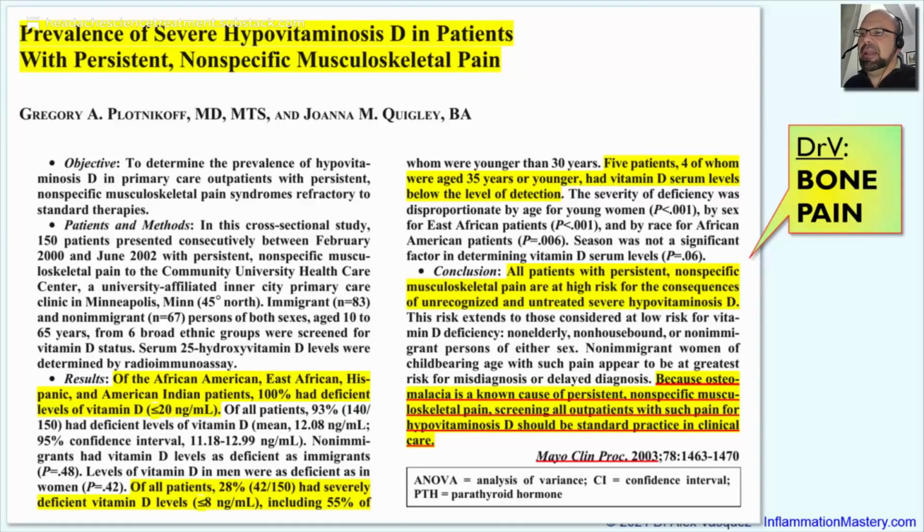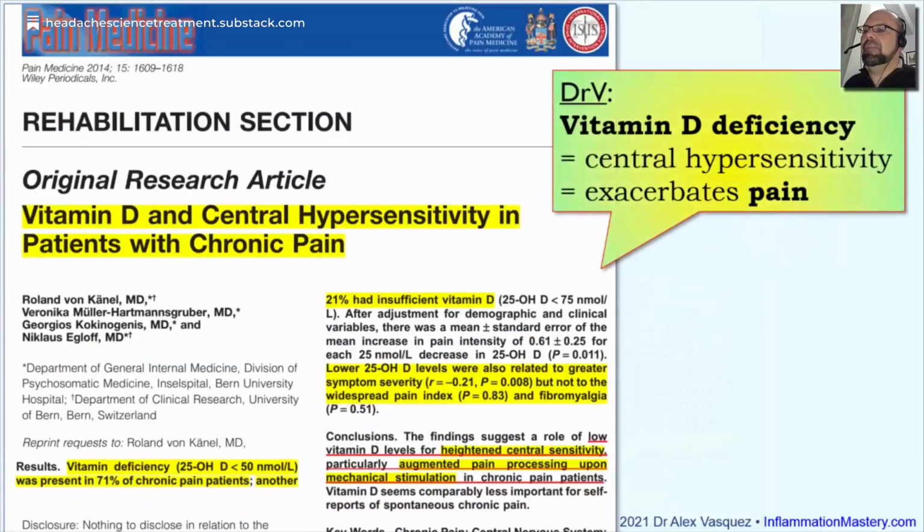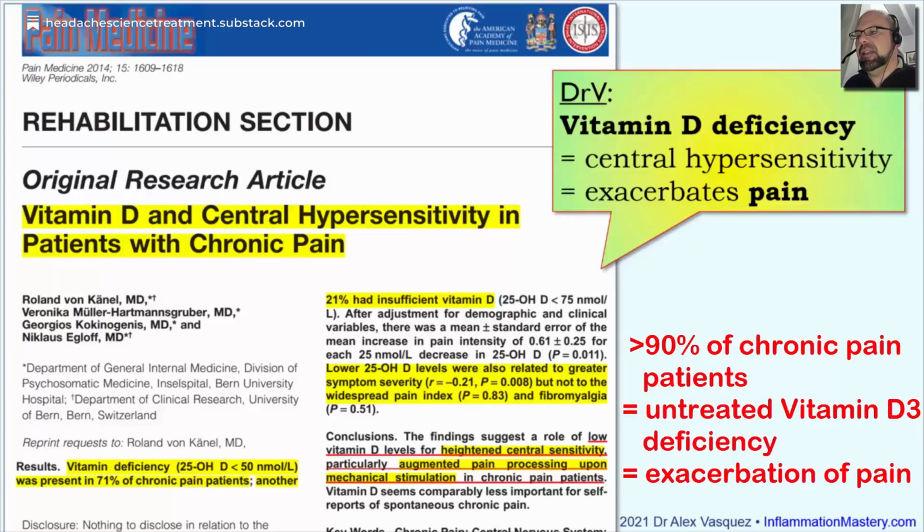So in addition to this mechanism of subperiosteal edema that we see with osteomalacia, we also see neurologic changes that can contribute to the amplification and persistence of chronic pain. You can see this article from Pain Medicine 2014, Vitamin D and Central Hypersensitivity in Patients with Chronic Pain. Vitamin D deficiency was present in 71% of chronic pain patients. Another 21% had insufficient vitamin D. We should put all those patients together and call them vitamin D deficient, and that would make this 92% of their patient population. 92% of their chronic pain patients were vitamin D deficient.